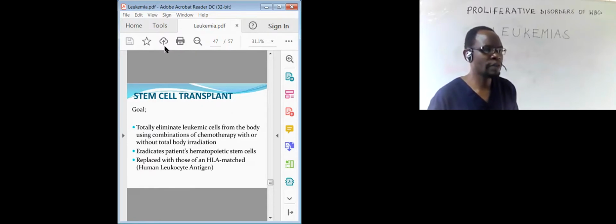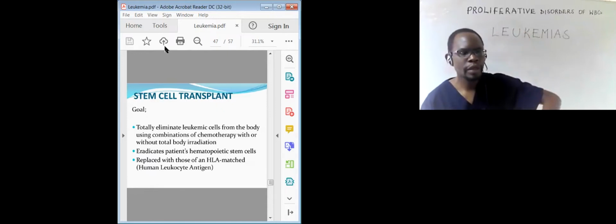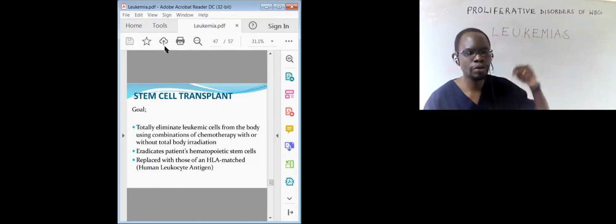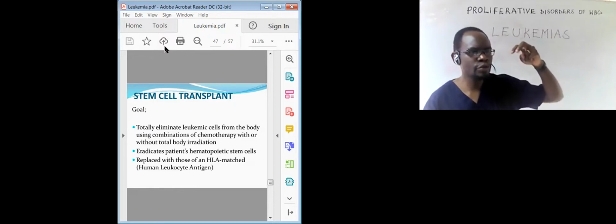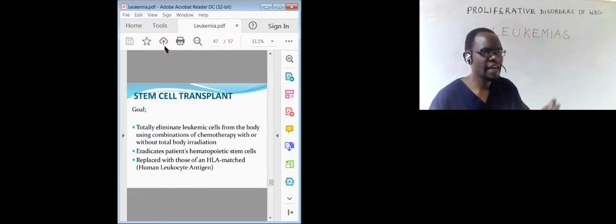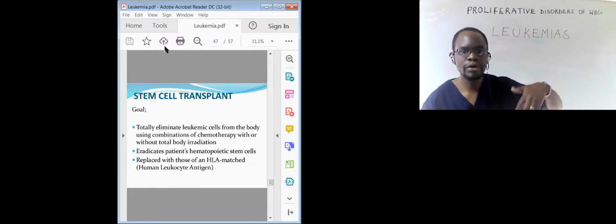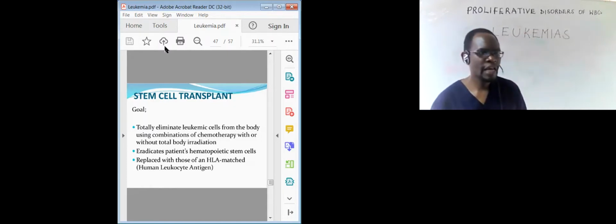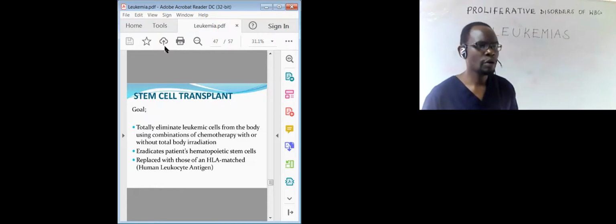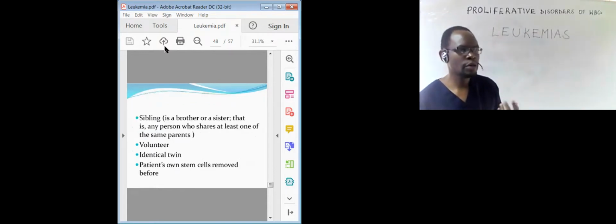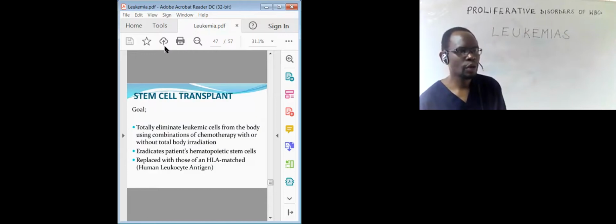And they are replaced with what we call the matched human leukocyte antigen. So basically, before you undergo stem cell transplant, they have to first give you chemotherapy to make sure that they kill all those cells, and then sometimes they also do radiation before they give you the hematopoietic stem cells from a relevant donor, either from yourself or a sibling. So who can donate? Who can be the donor?